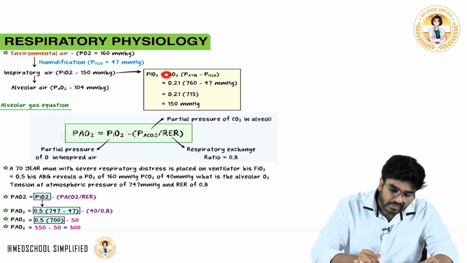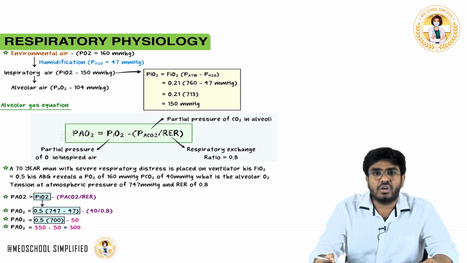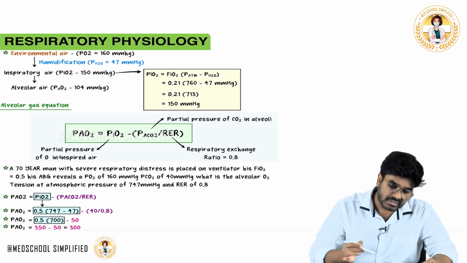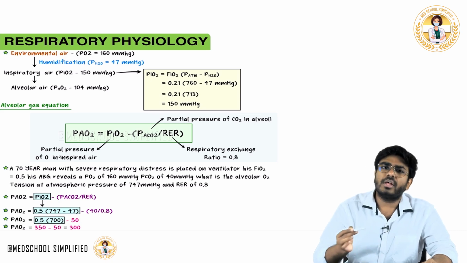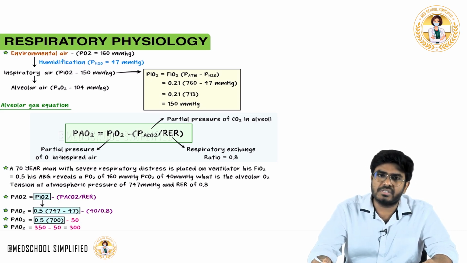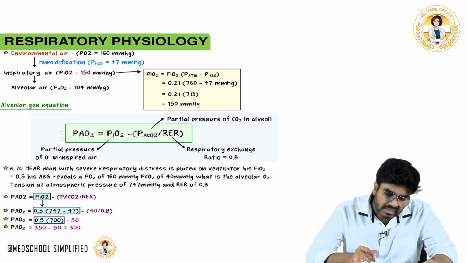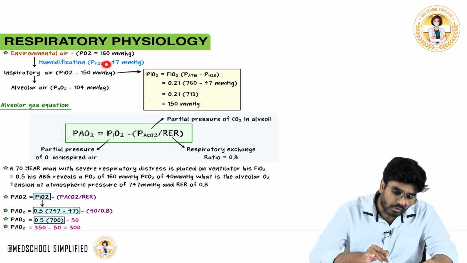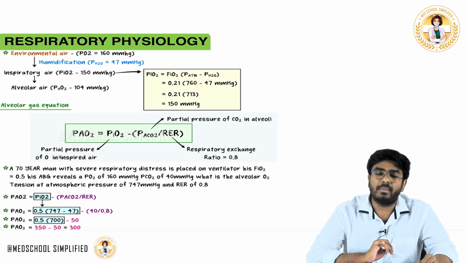Okay, so what is the FiO2 value? The fractional concentration of oxygen is 0.21. We know the atmospheric pressure is 760 mmHg. Now minus 760 minus what is the water vapor pressure? The water vapor pressure is 47 mmHg.